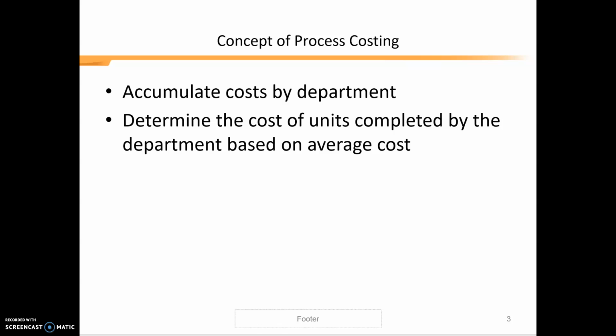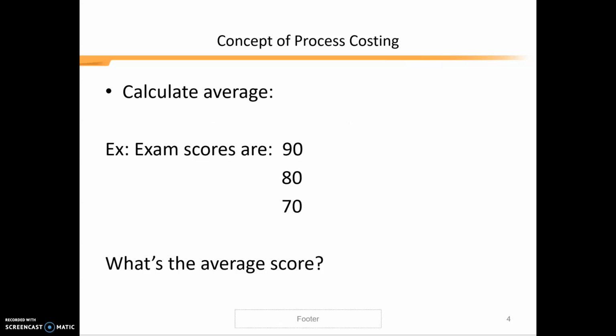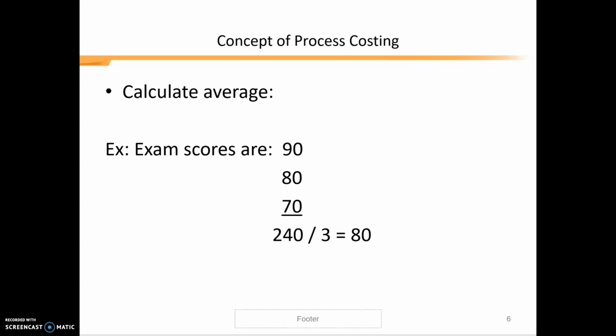And so under process costing, we accumulate the costs by each process or department. And then we determine the cost of the units that we completed by the department based on the average cost. So I think everybody knows how to calculate an average when it comes to calculating your grade. So let's say our exam scores are 90, 80, and 70. What's our average score going to be? Well, we know. We add up our scores. We divide it by the number of scores. So in this case, our average exam score is an 80.